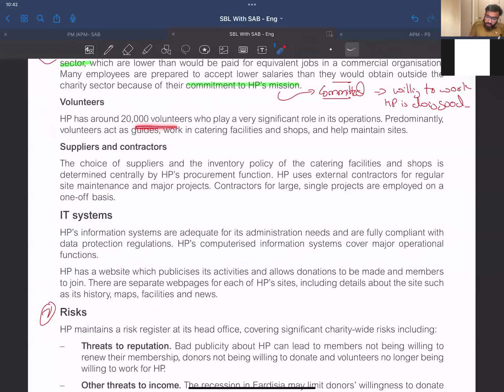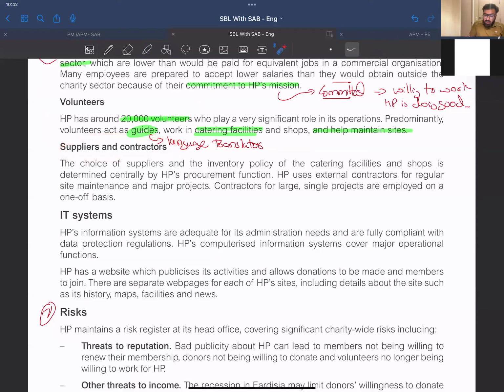Then we have volunteers. HP has around 20,000 volunteers who play a very significant role in its operations. Predominantly, volunteers act as guides, work in catering facilities and shops, and help maintain sites. So, who are the volunteers? Those who work as guides, the language translator, just to give you an example from my Thailand tour. Those working in catering facilities, giving the food out, and in shops and sites.